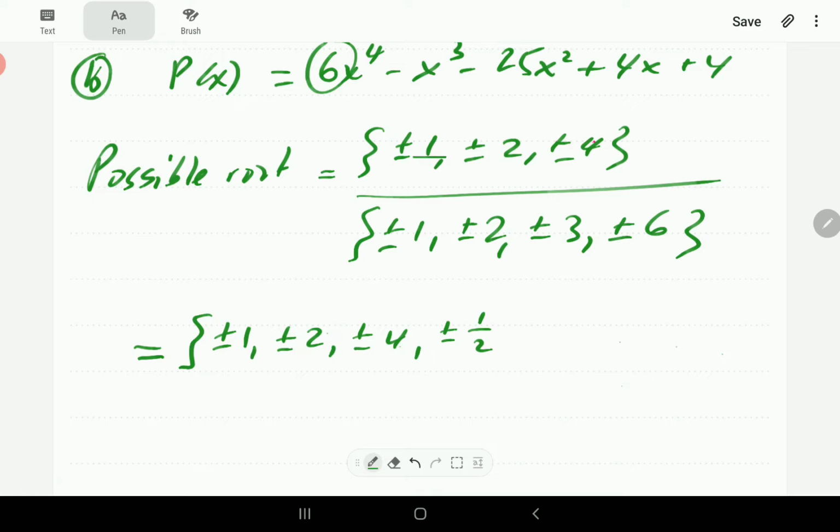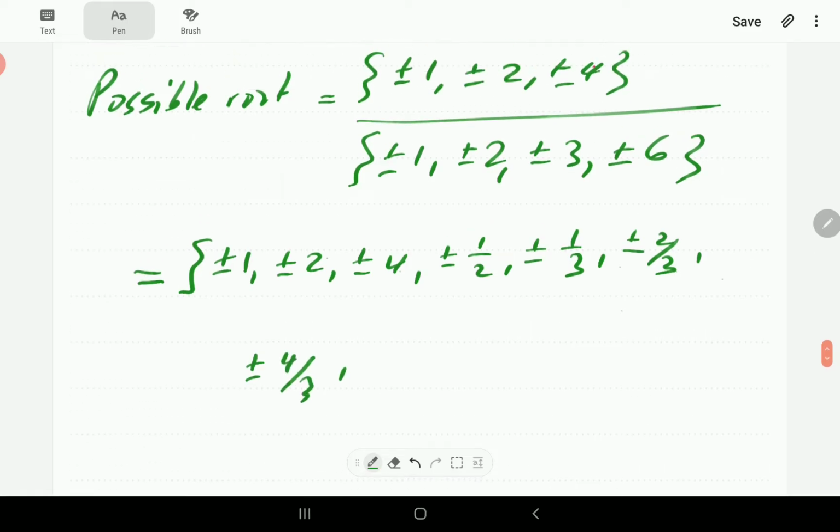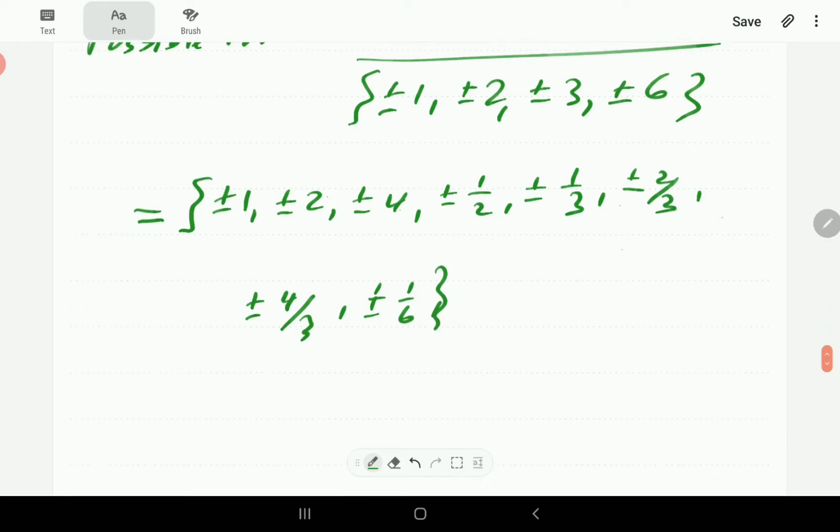Then now dividing by 3, 1 over 3 is going to be, well, 1 over 3. 2 over 3 is going to be 2 over 3. 4 over 3 is going to be 4 over 3. So plus or minus 4/3. Then we divide by 6. So first we're going to have 1 over 6. Then 2 over 6 is 1/3, which we already have. 4 over 6 is 2/3, which we already have. So this is the end of the set.